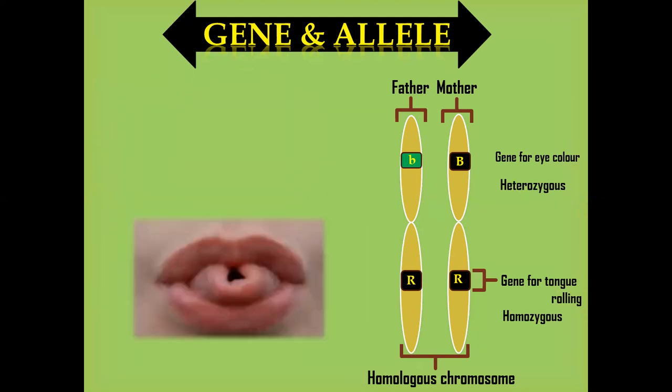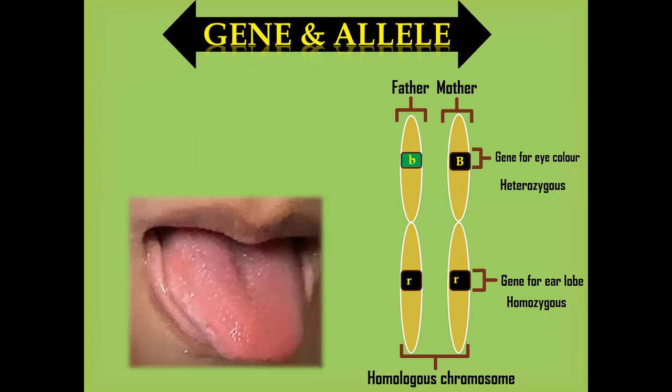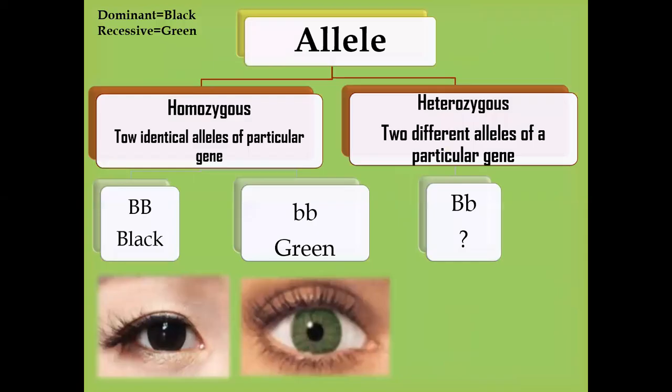In the same way, if we have capital R, this represents the tongue rolling character, so the person will be able to roll the tongue. But if there is a lowercase r, the person won't be able to roll the tongue. So these genetic characters may have a dominant and recessive relationship, a codominant relationship, or may be an X-linked trait. Here, we're going to emphasize more on the dominant and recessive relationship of alleles.